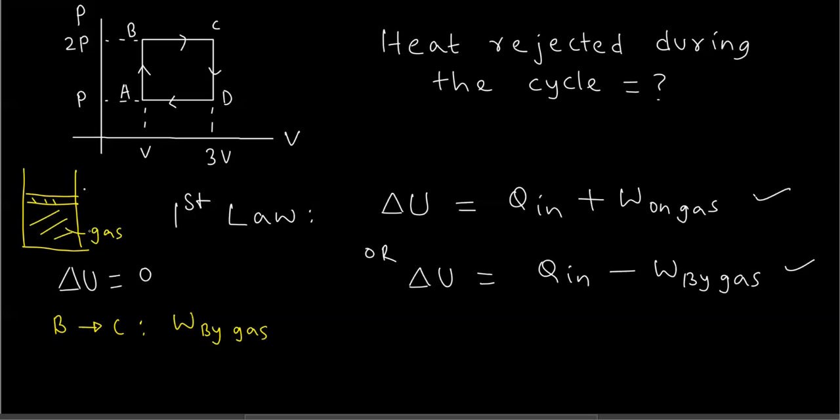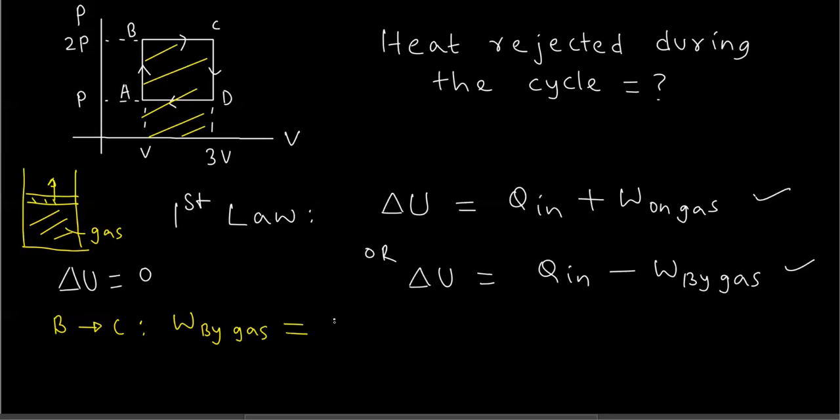Now, if the volume is increasing, that means the piston is moving up. I can visualize it as being pushed by the gas upwards. The gas molecules are hitting the piston and pushing it up. So when they're pushing it up, the force and the displacement are in the same direction. So work done by the gas would be positive in that case. If I am looking at a PV graph, we know that the area gives me the work done. Here the pressure is 2P and the volume change is 2V.